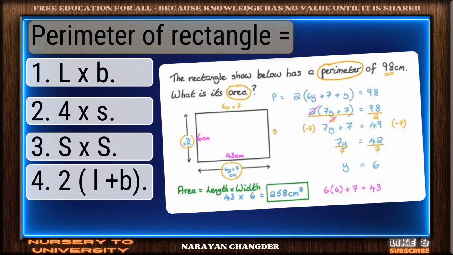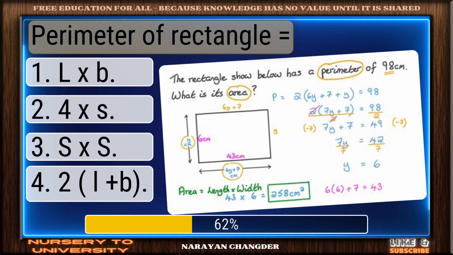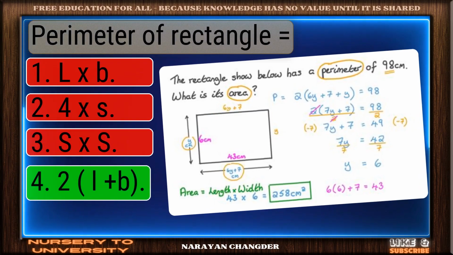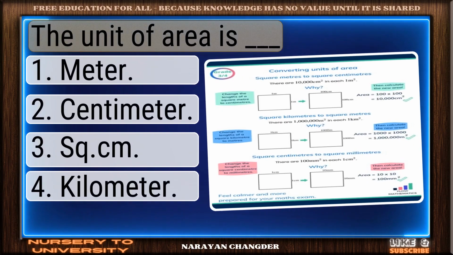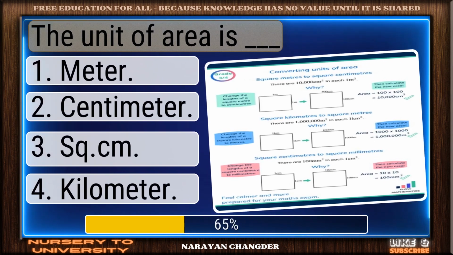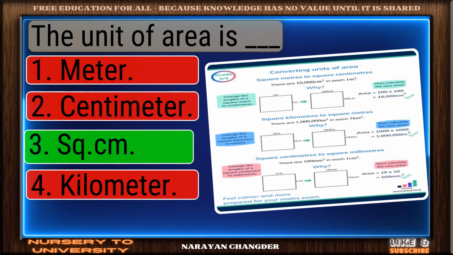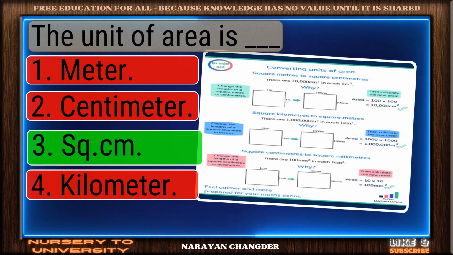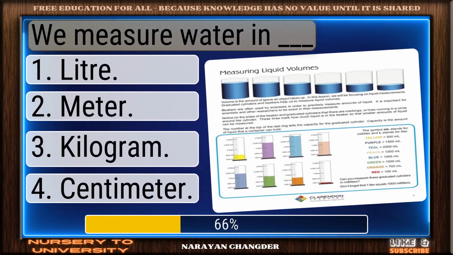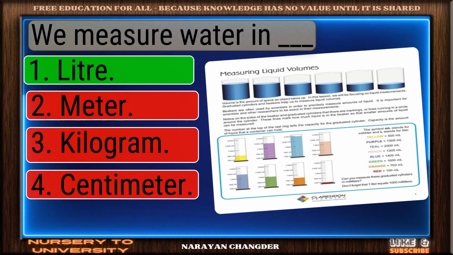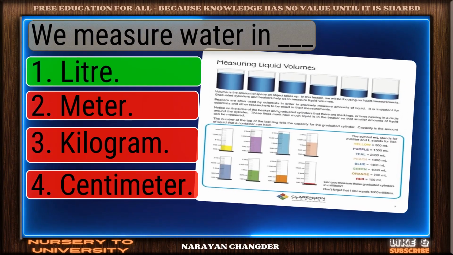Perimeter of rectangle equal to. You chose 2 (length plus breadth), and it is correct. The unit of area is dash. Excellent choice. Sq cm is the right answer. We measure water in dash. Solid response. Litre is a valid choice.